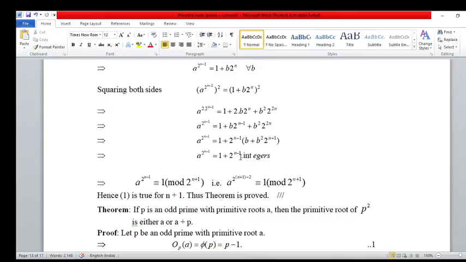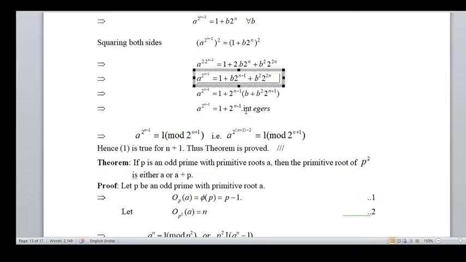2 raised to the power, this is the integer n minus 1. Hence it is true for n plus 1, thus the theorem is true. This integer is 2. This is the correction here.